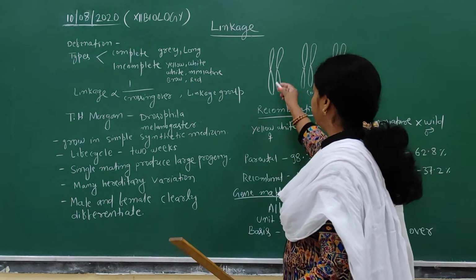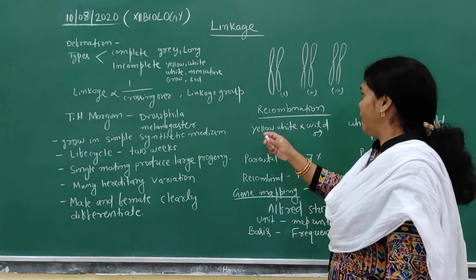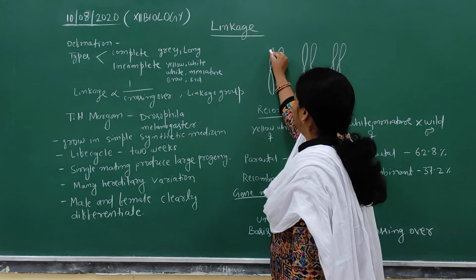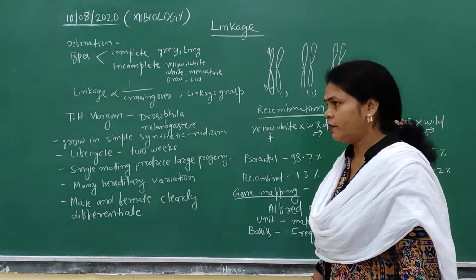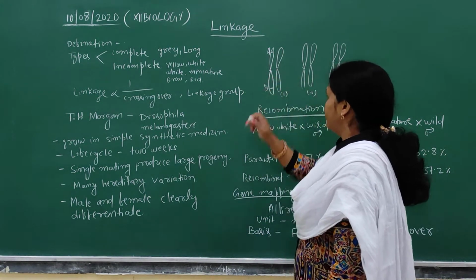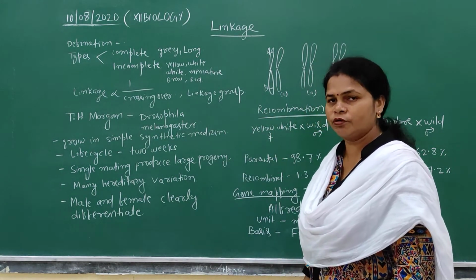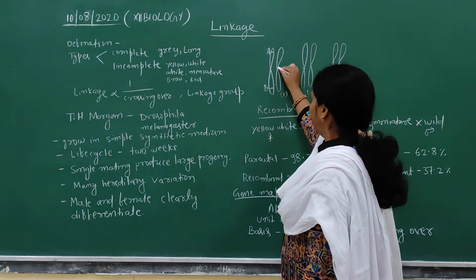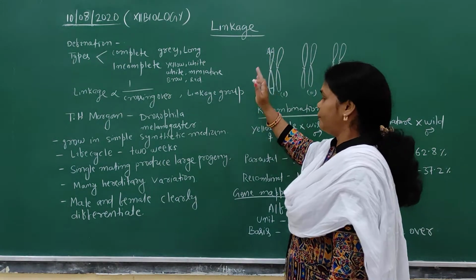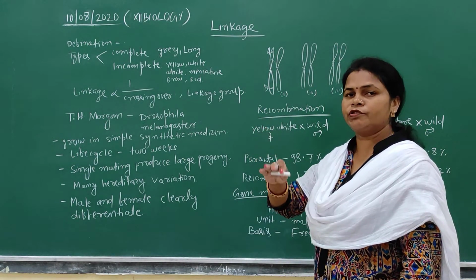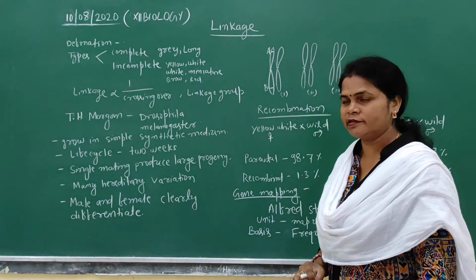For example, this is a homologous pair of chromosomes. In this homologous chromosome, suppose gene A is present here, and gene B is present here. These two genes are distantly located, but they are linked genes as they are present on the same chromosome. Here the chances of crossing over will be more, that means during meiosis, when the gamete is formed, there will be more chances of crossing over in this case.